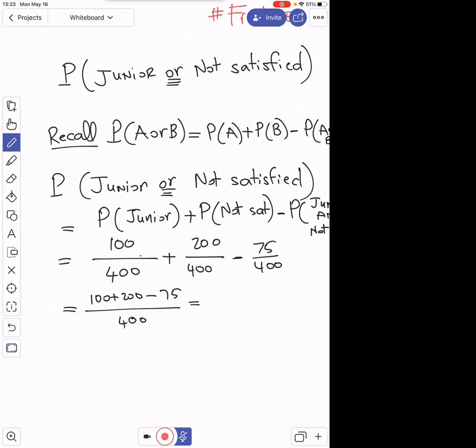So that's the 300 minus 75. That's 225 over 400.